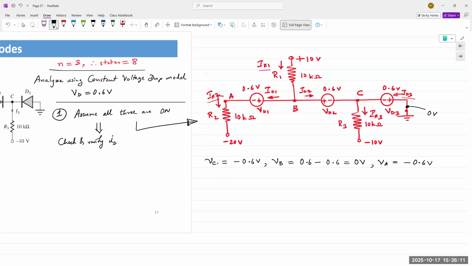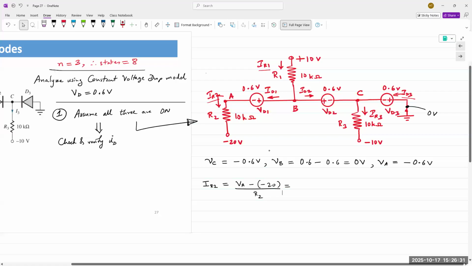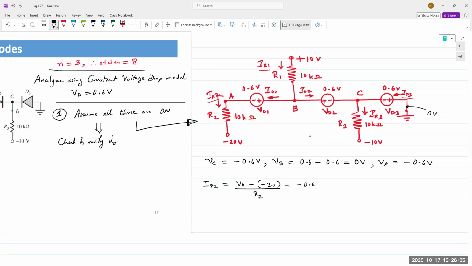So I'm going to find IR2 first. I can write the equation: VA minus of minus 20, divided by R2. And VA is minus 0.6, so minus 0.6 plus 20, divided by R2, which is 10,000.